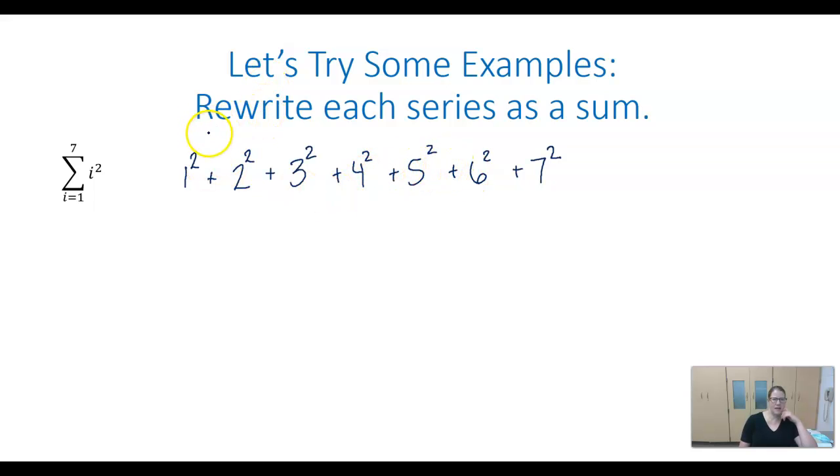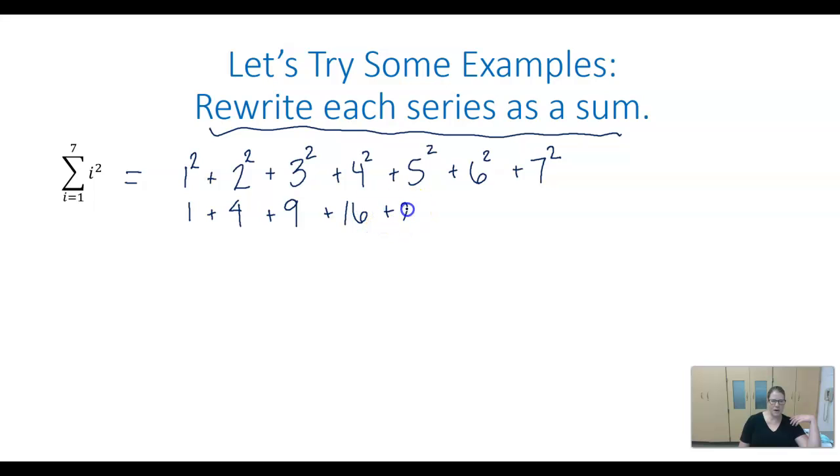And then here it just told me to rewrite each series as a sum. So it didn't actually ask me to go ahead and add these together. It didn't ask me to evaluate it. It just said rewrite it as a sum, and we've done that. We probably want to go ahead and simplify each of these, actually square them, so we can see our numbers, or we can see our pattern here. But, so there you go. So that is the series written as a sum. So let's try another one.